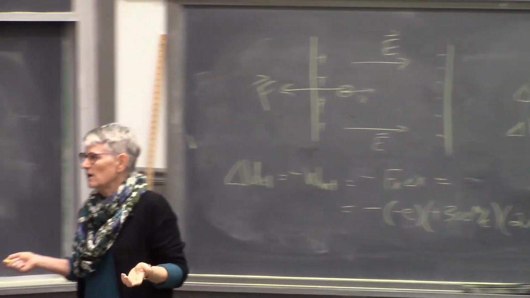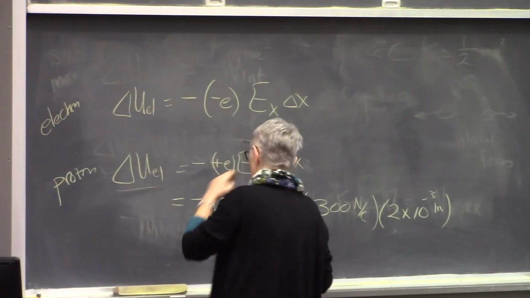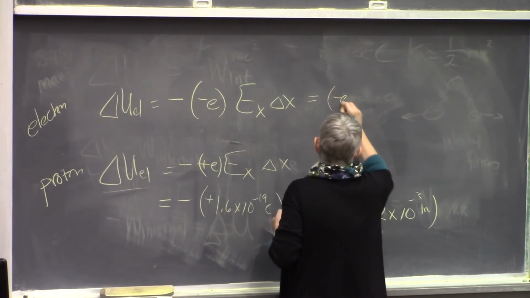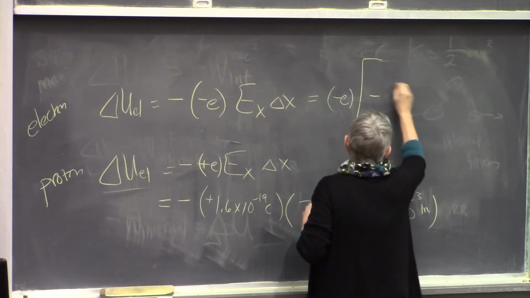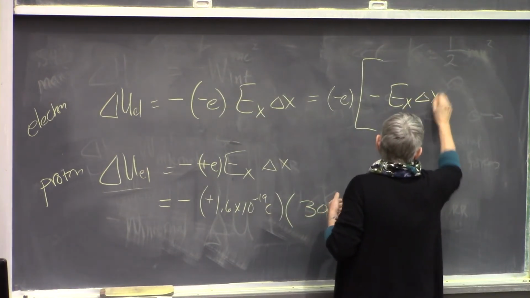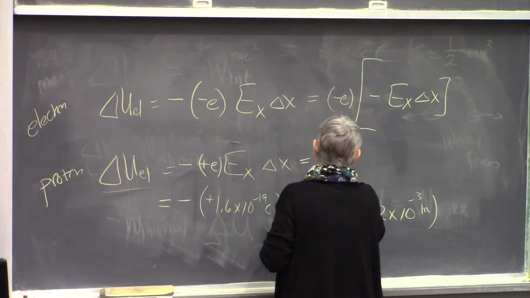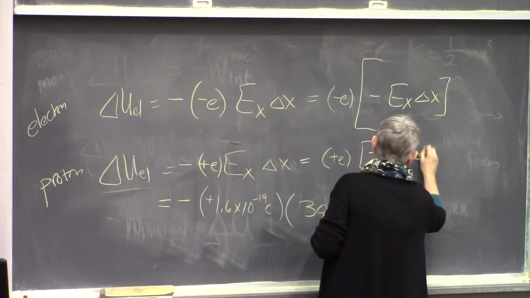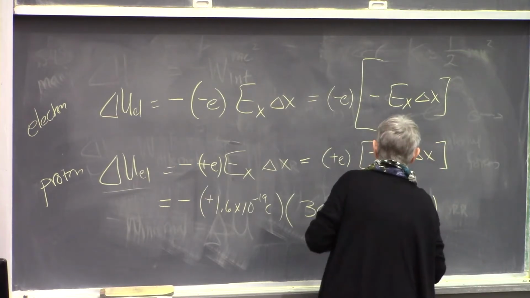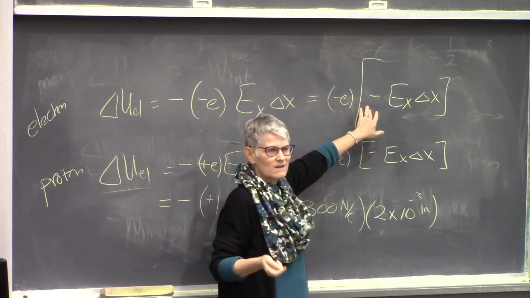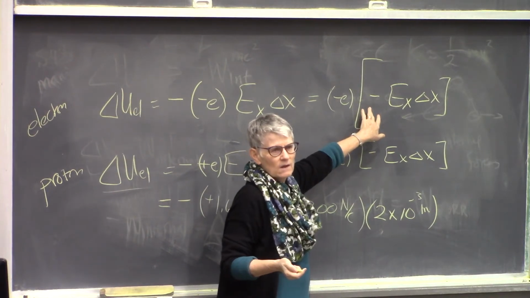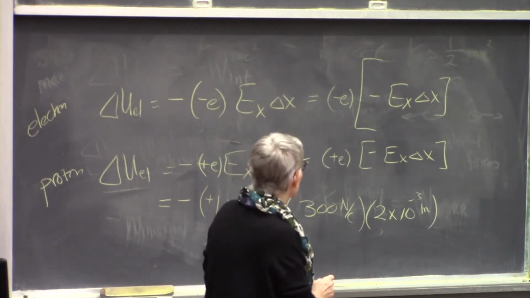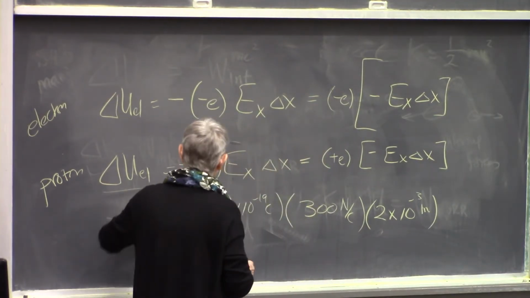Well, the thing that's the same in here and doesn't change with the sign of the particle, let's rewrite this. This is equal to a minus E times a minus EX delta X. This is equal to a plus E times a minus EX delta X. The thing that doesn't change is this minus EX delta X. And so that's what we call the change in electric potential.